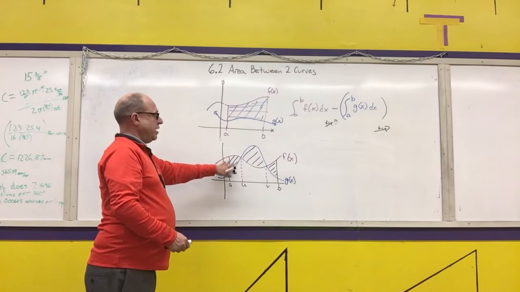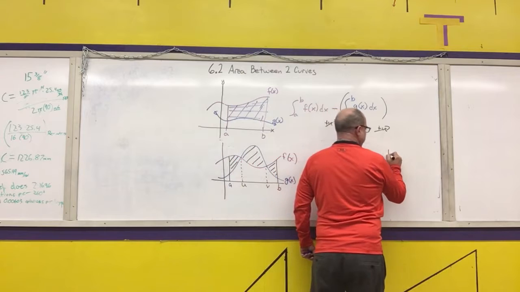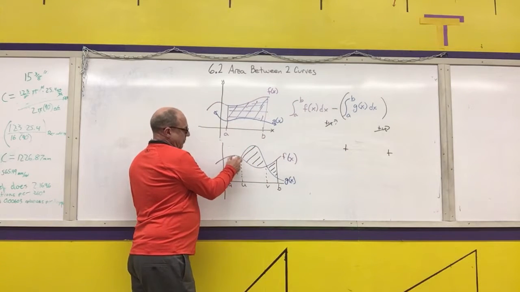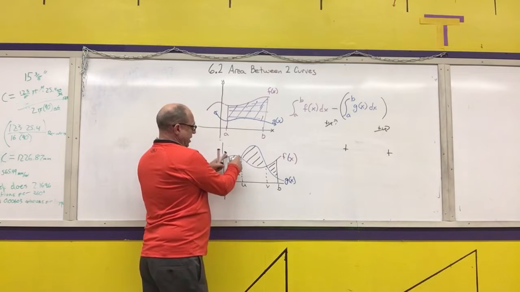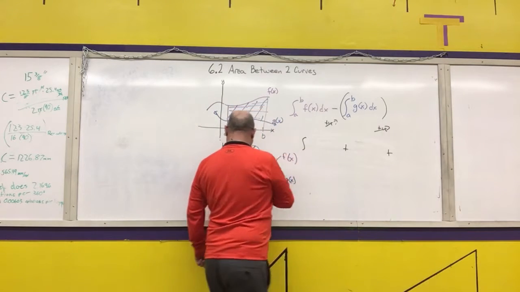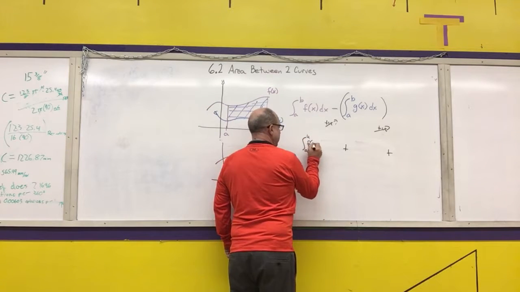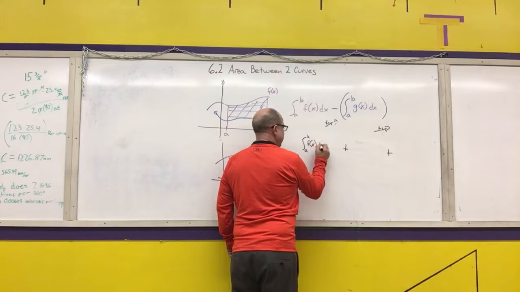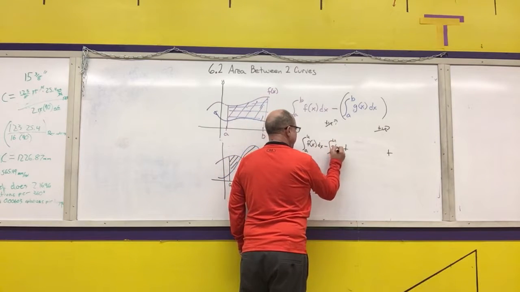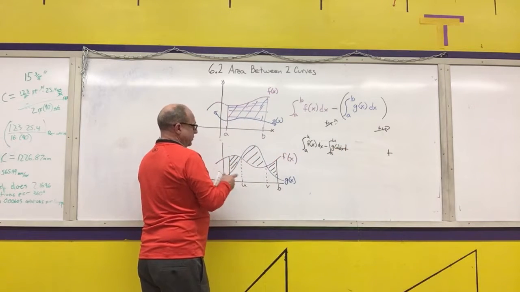So what I do is break this down into 3 sets of integrals that I'm going to add together. Well, it's the integral of the top minus the integral of the bottom. So the top is f, the bottom is g. So the integral from a to u of f of x dx minus the integral from a to u of g of x dx. So that's the first region.